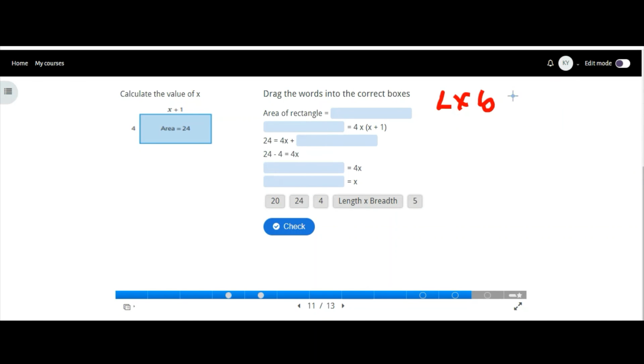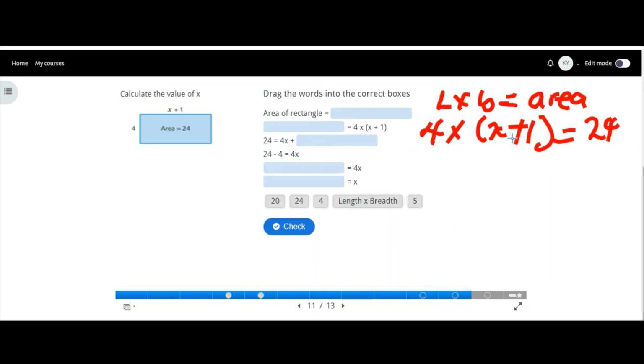Length times breadth equals, what are we talking about here? L means length, while B means breadth. So what is the length? The length here is 4, while the breadth is x plus 1. Let's close the brackets. The area is 24. Let's open this bracket with 4 by multiplying through. 4 times x will give us 4x, plus 4 times 1 is what?